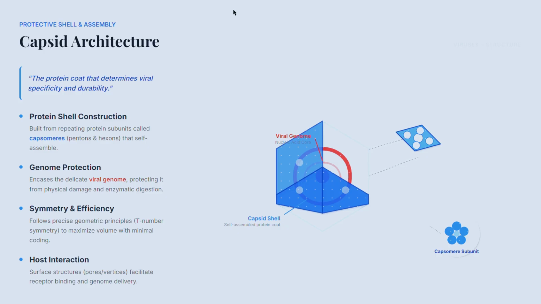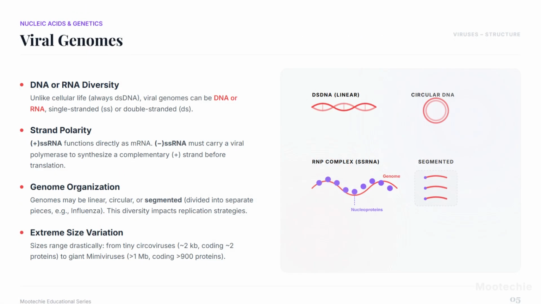Let's examine the nucleic acids and genetics that form the viral genomes. The first point highlights DNA or RNA diversity. Unlike cellular life, which always uses double-stranded DNA, viruses can have genomes made of DNA or RNA, and these can be single-stranded or double-stranded. This is a fundamental feature for classification.